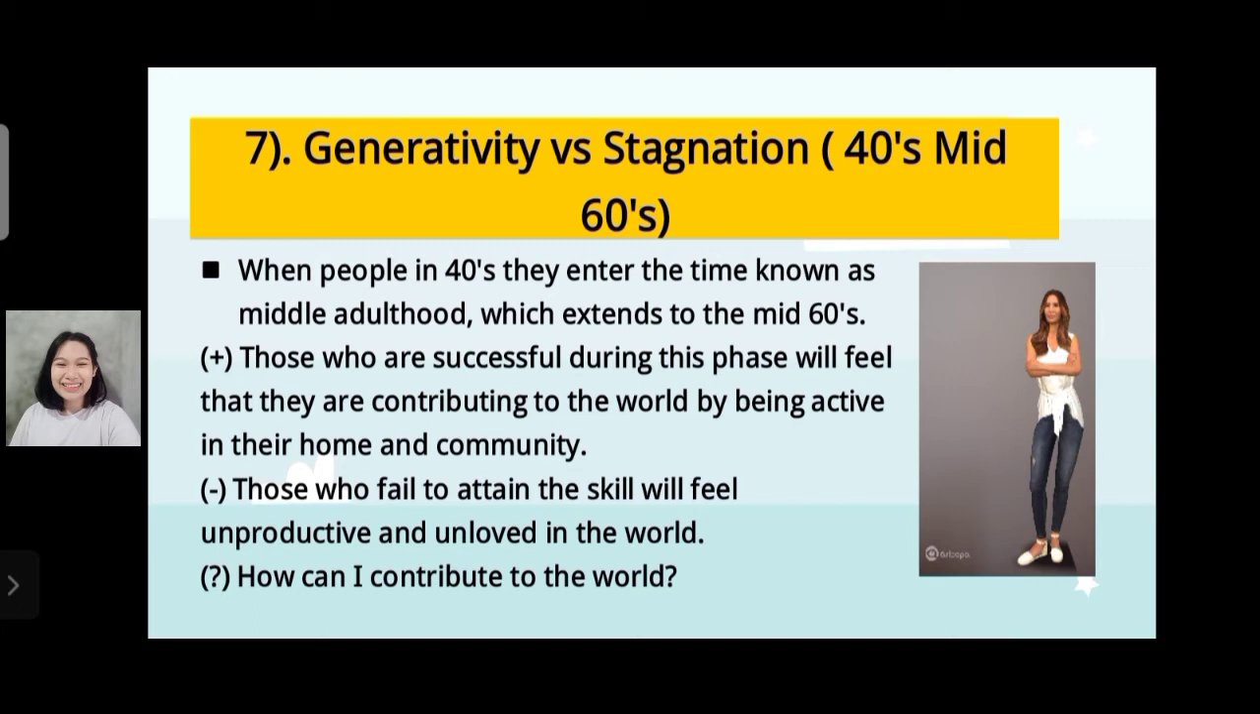So I think in this one, you are thinking of a way of success, right? Sometimes in your 40s you didn't meet the goals or the success you want pa. So in this type, if you meet your goals and success, you will feel that you are contributing to the world, that you are being active, diba? And the negative, you will feel like you are unproductive, you are unloved, diba? You feel that you are unloved by the world.